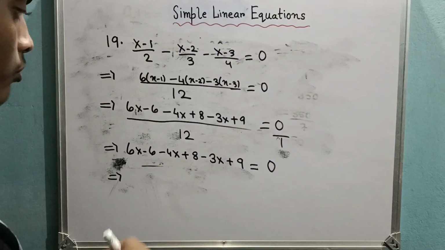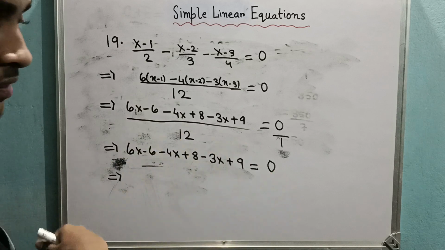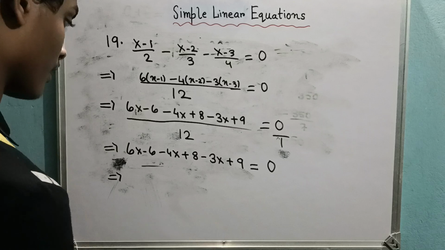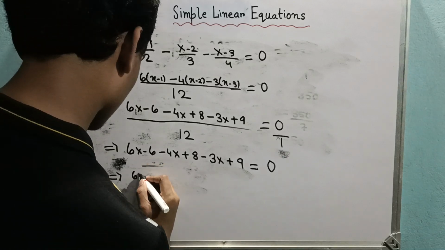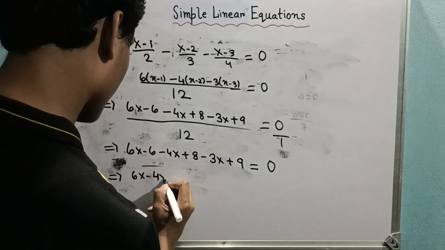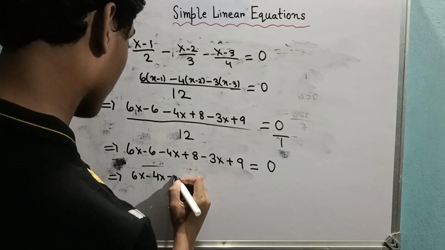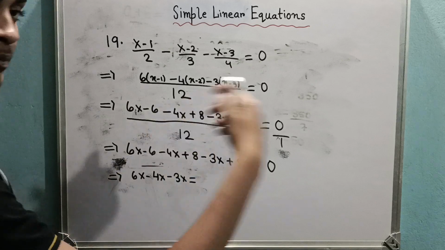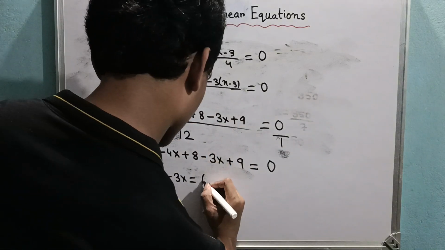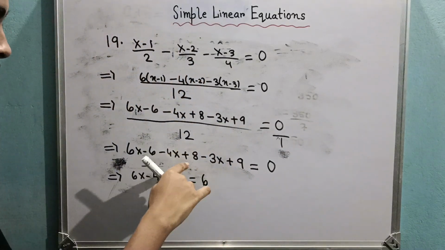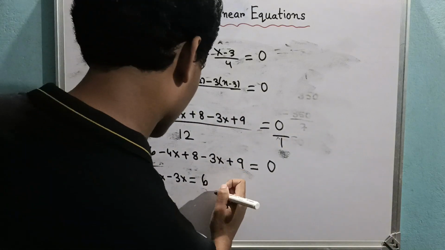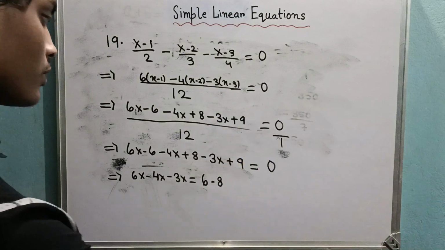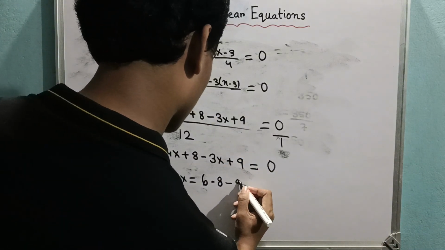So now let's move the x terms to one side and the binomial terms, or the constant terms, to the other side. Okay. So 6x minus 4x minus 3x. What will it be? Here it is minus 6. I will shift it there, so it will become plus 6. Now it is here plus 8. I shift it to that side, it will be minus 8. And here it is plus 9. I shift it to that side, it will be minus 9. Okay.